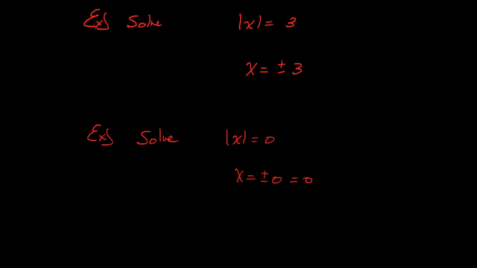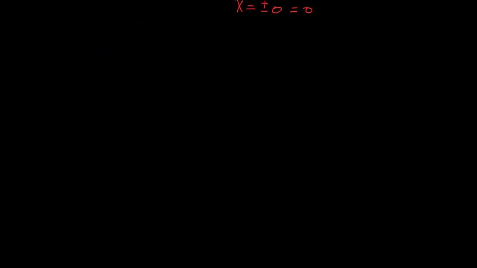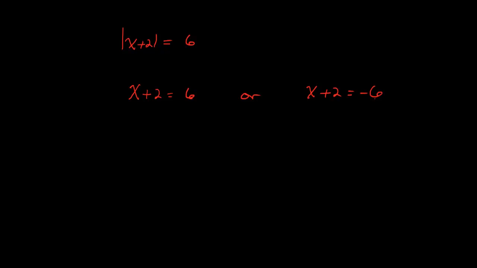So let's expand a little further and add a little more difficulty to our problem series. Let us say we have the absolute value of x plus 2 equal to 6. So we have an absolute value set equal to a constant, and that constant is positive. So we're going to say that x plus 2 equals positive 6, or x plus 2 equals negative 6, because this has to be set equal to a positive or negative value.